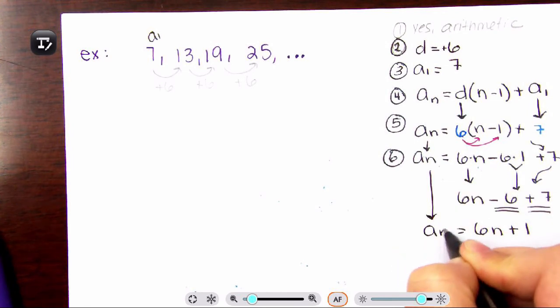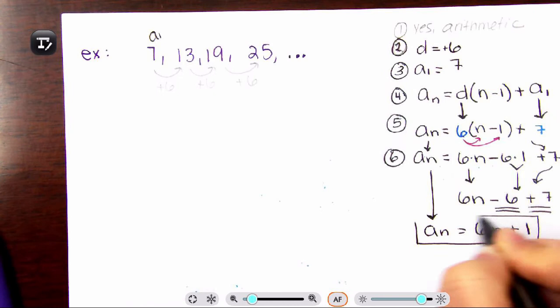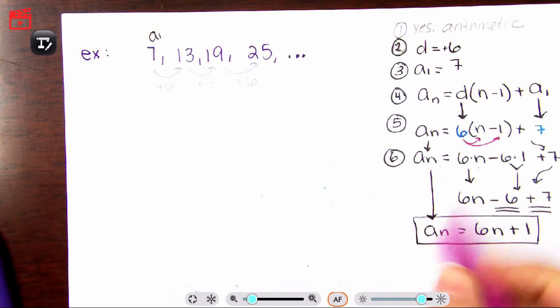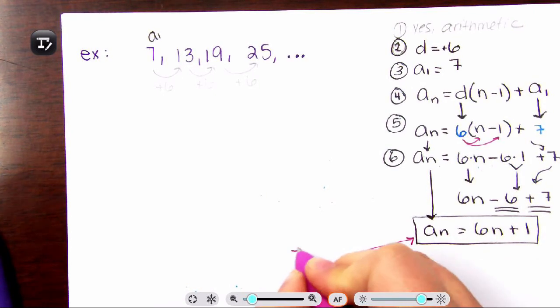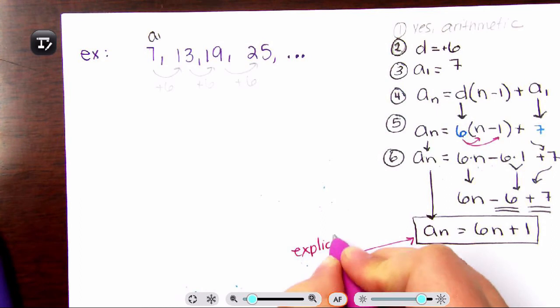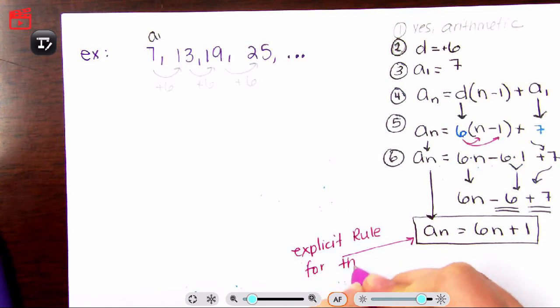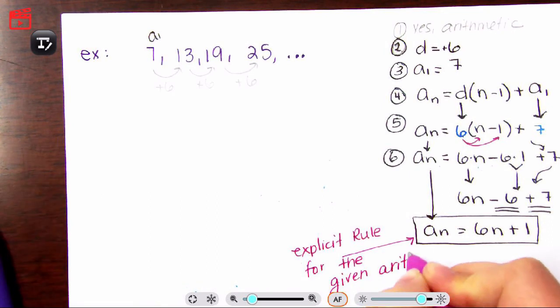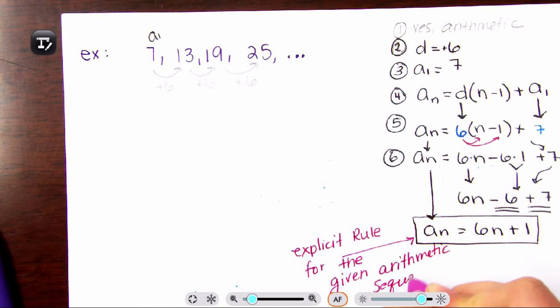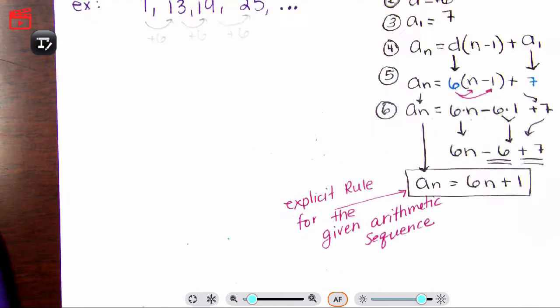This right here, after you simplify, is your explicit rule for the given arithmetic sequence. Okay, that is the given rule.